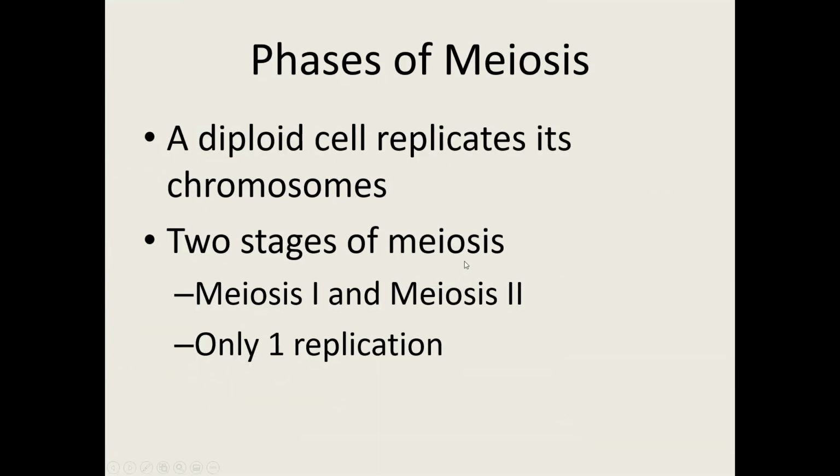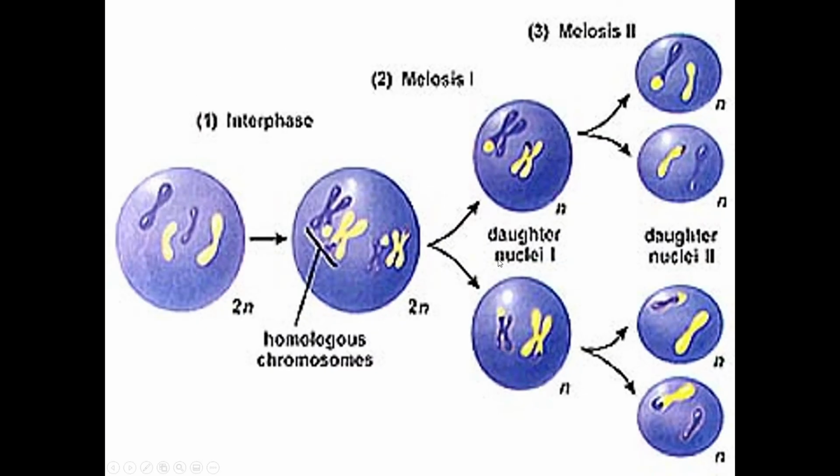So the phases of meiosis are very similar to mitosis. However, there are two stages of it, and there's only one replication. So you're gonna end up with half the amount in each cell. Here's kind of a nice little picture. It's not a very good picture right now, but this is a way of how it looks.